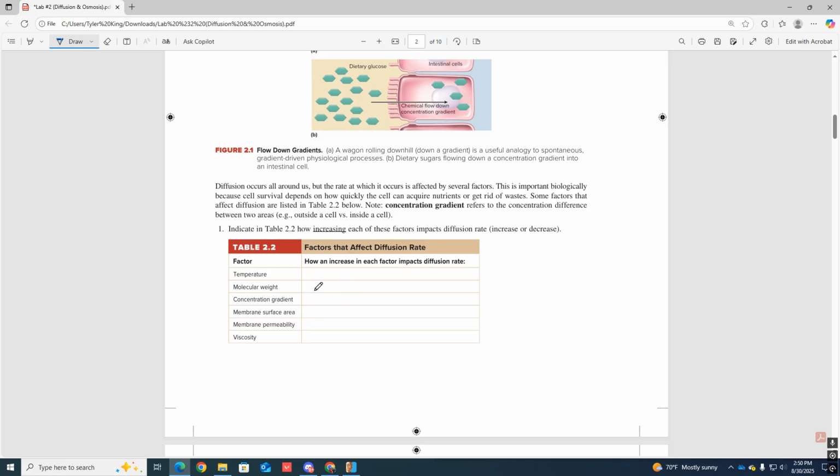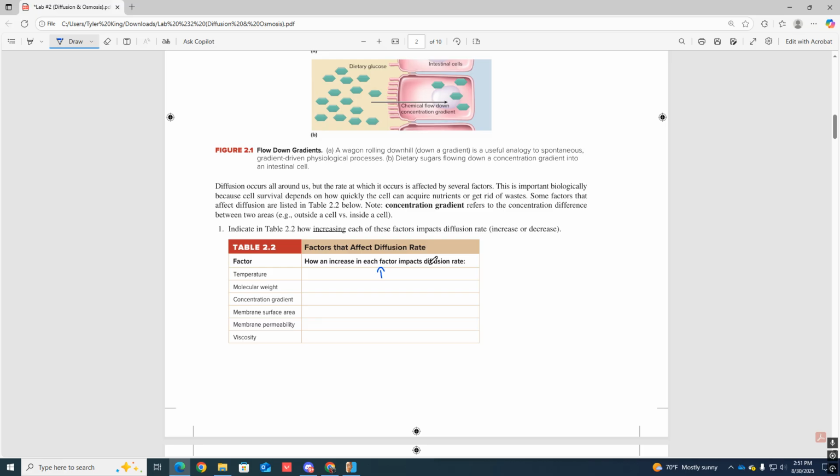So if we were to increase the temperature, all right, what would happen to diffusion? So think about it. If something's cold, it's not going to quite move as fast, right? We think about something that's frozen, right? It's stuck, it's solid. Versus something that's melting at a very high temperature, it's moving, right? So it's going to move a lot faster. So what's going to happen? We're going to see an increase here in diffusion because of the temperature going up, okay?